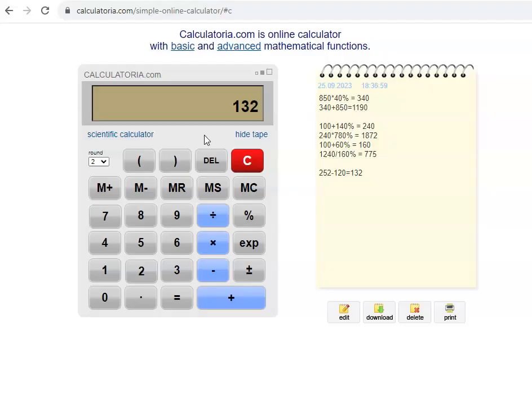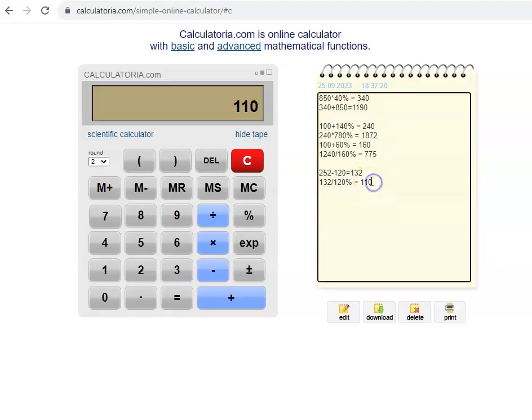To calculate the markup percent, without clicking anywhere else, you'll go directly to your division symbol, and then you're going to enter the cost. In this case, it's 120, and then press your percent symbol. This tells me that the markup percent is going to be 110.